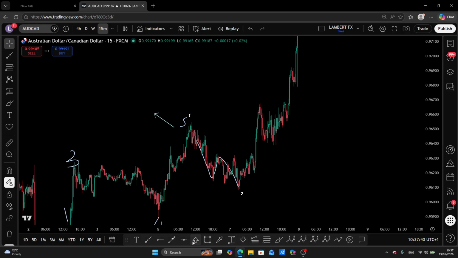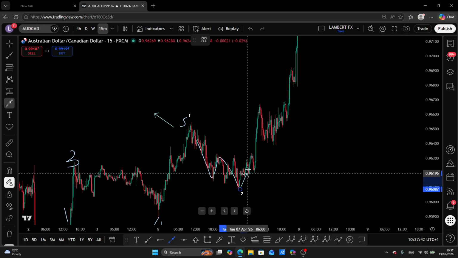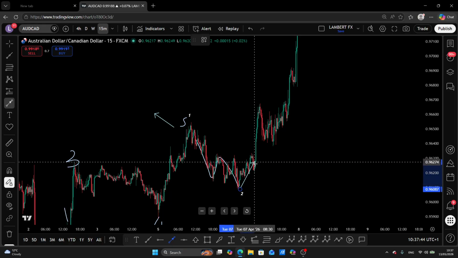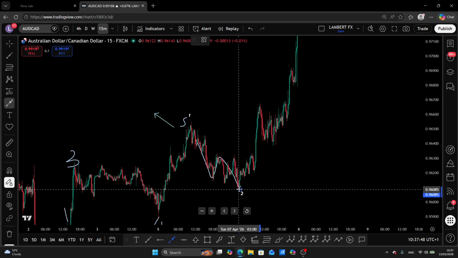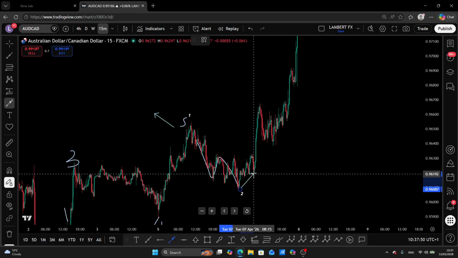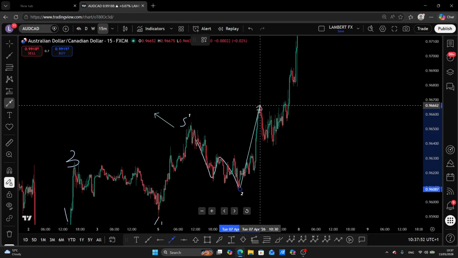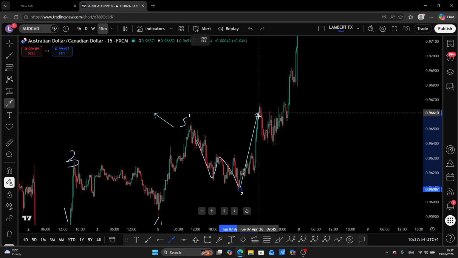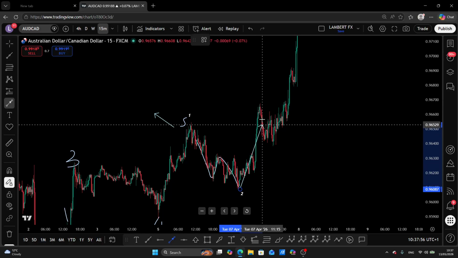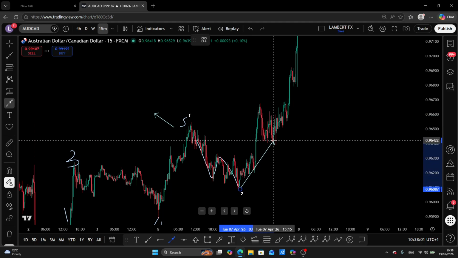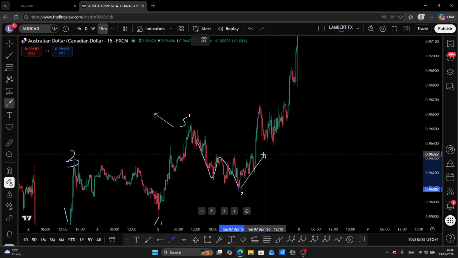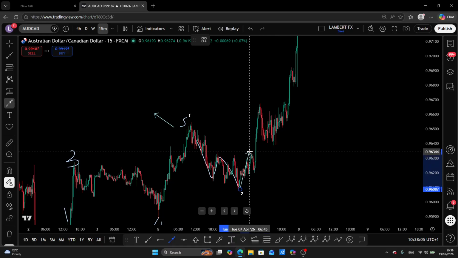Take a look at this. You have a 5 leg up for 1, then a retracement for 2, and your 2 did not go below where your 1 started. That's your 2, and your 3 is always the largest or the biggest wave. You can see that. You got your 1, your 2, your 3, and then your 4. And again, the 4 did not trade where the 1 stopped.